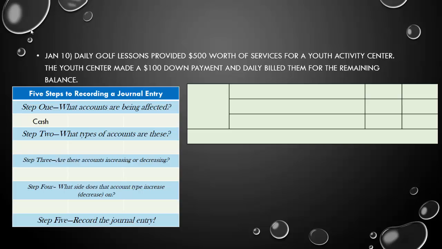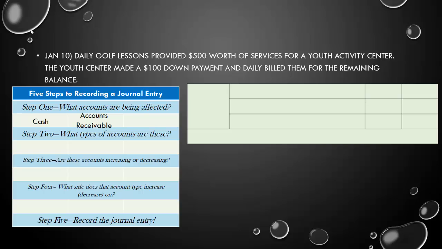But we're not getting the total amount of money that we have earned from doing this job. They owe us the remainder of that amount, so that means we have to put a receivable on the books. This youth activity center is going to be paying us at some point in the future.